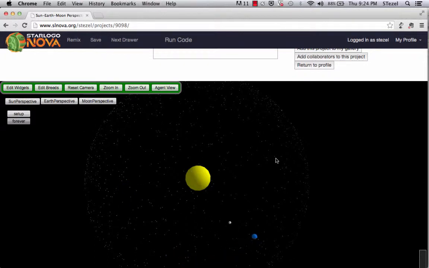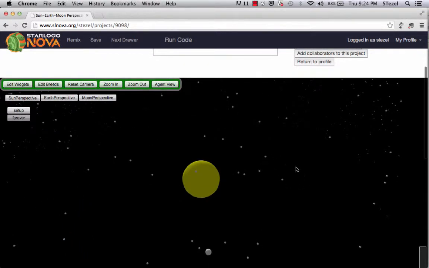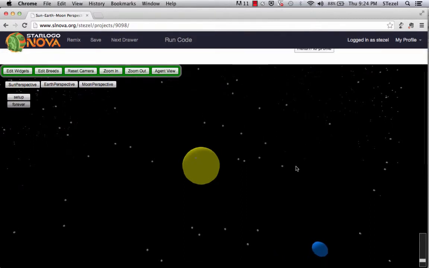So first we have this bird's eye or God's eye view of the solar system with the sun in the middle. You could change this to the sun perspective, which is very similar to the earlier simulation, in which the sun is stationary and the earth is going around it with the moon against the background of stars. And then you can change the perspective to the earth's perspective.